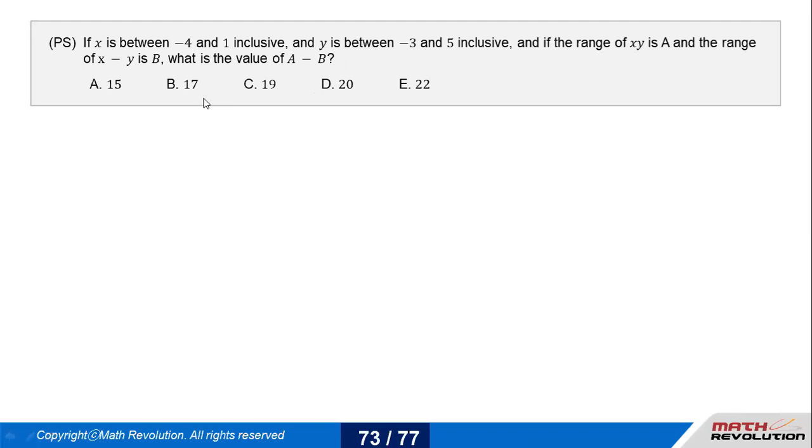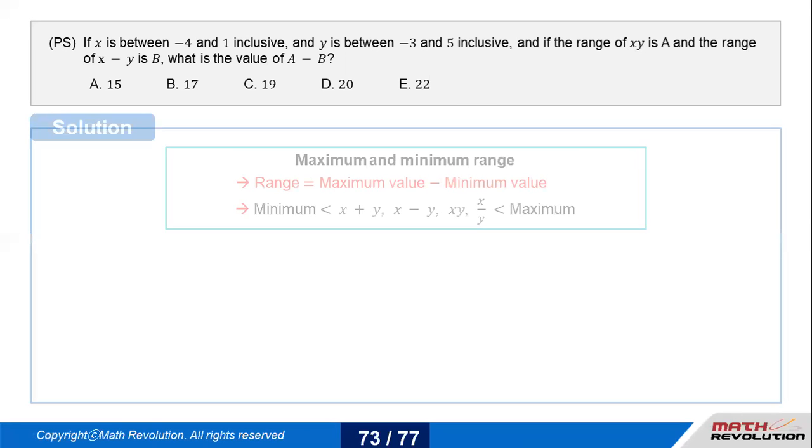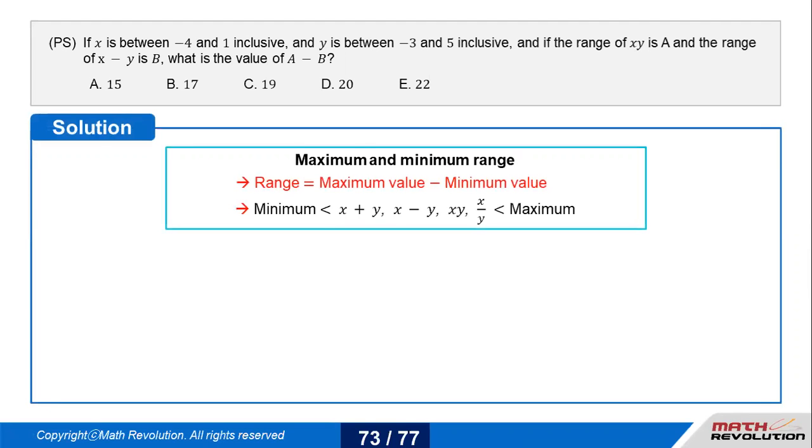If your x is between -4 and 1 inclusive, and your y is between -3 and 5 inclusive, and if the range of xy, the product of xy, is A, and the range of x minus y is B, then what is the value of A minus B? There are a lot of calculations involved in it. We know that the range is always the maximum value minus the minimum value.